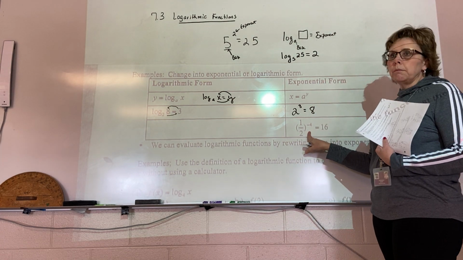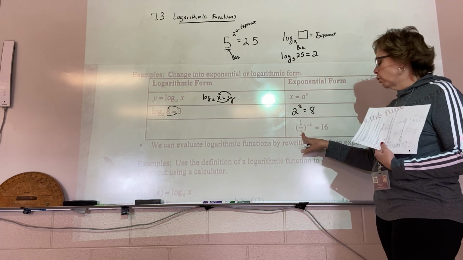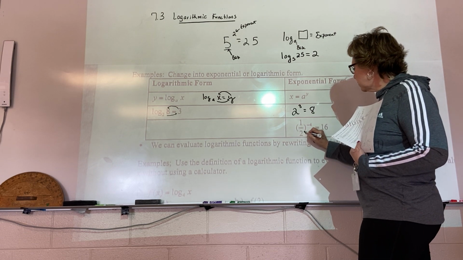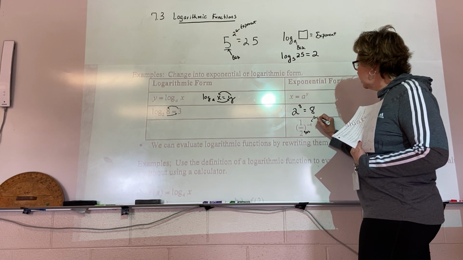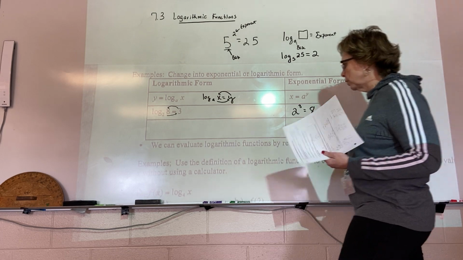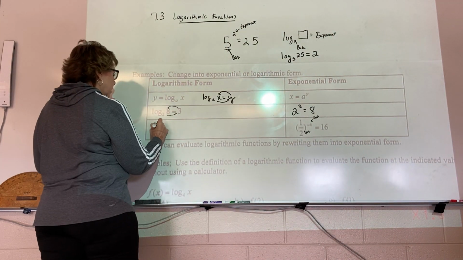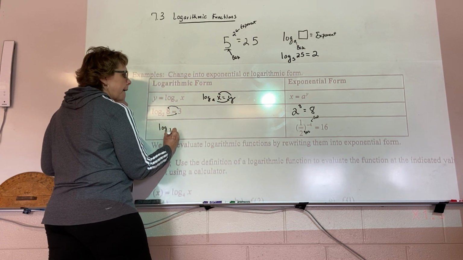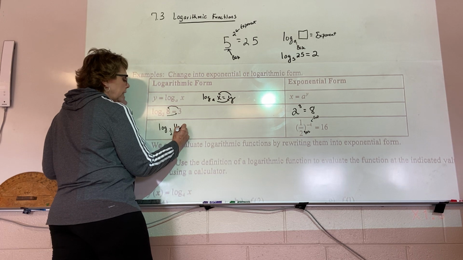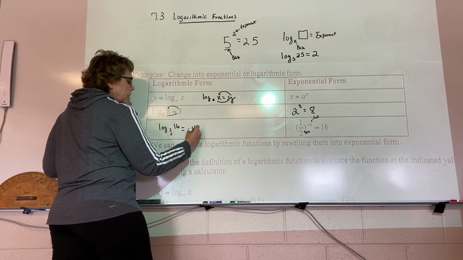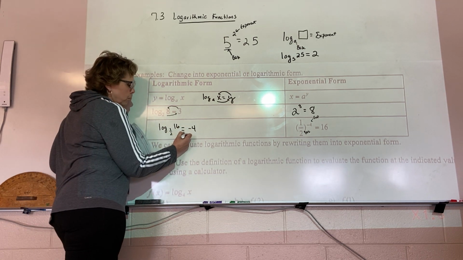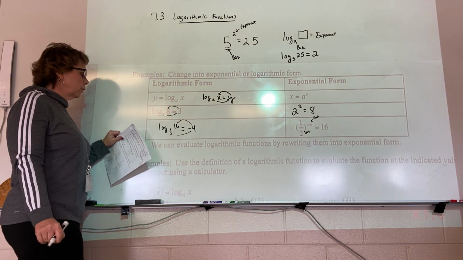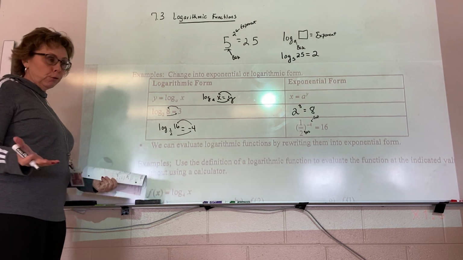So this time they gave me the exponential form of it. I'm going to go backwards and write a logarithm. So there's my base, there's my exponent, and then that's what it's equal to. So I'm taking actually the log of that. So log of my base, 1/2 of 16 equals -4. And you can check yourself. 1/2 to the -4, does that give you back 16? Okay? And so that's the format.